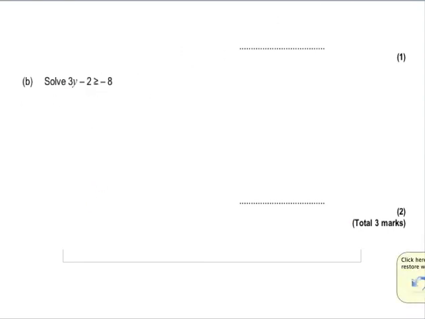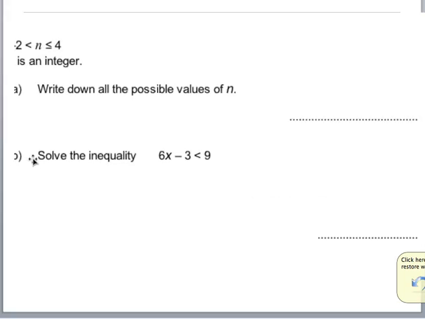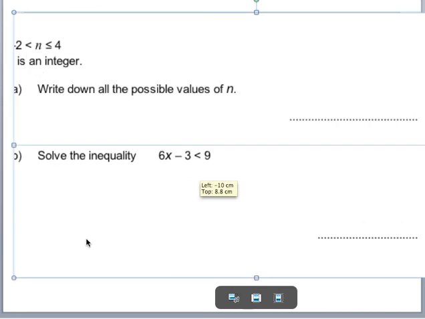Okay, I'm going to leave you with this question here to do. Again, write down all possible values of n. That should be a -2, so n is greater than -2, less than or equal to 4. And again, solve the inequality here. Simple linear equation that you should be able to follow.